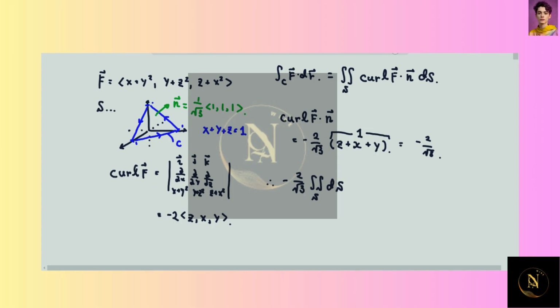And I like to use this technique all the time, but we know that this is simply the area of the surface. Now this is an equilateral triangle with side length square root of 2. So the area is root 3 over 4 times root 2 squared, or in other words, root 3 over 2. So when I multiply that number by negative 2 over root 3, you will get negative 1, and that is the value that we're looking for.